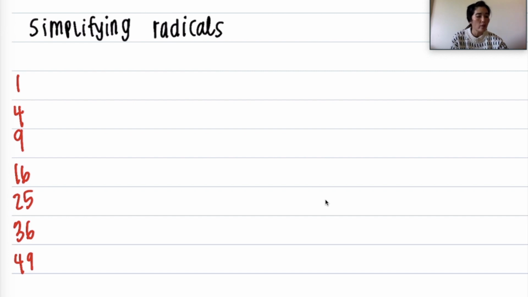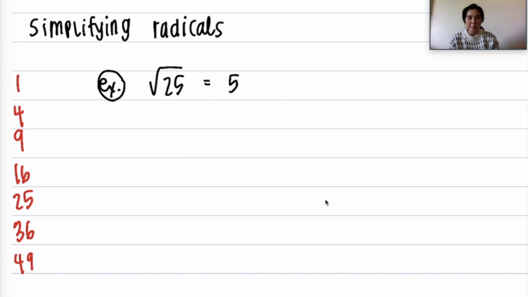So, for example, the square root of 25 is easy because that is a number that you guys know automatically is a perfect square. We know that the square root of 25 is 5 because it can be 5 times 5, and then we talked about that plus or minus. But again, today, only go with just the positive values.